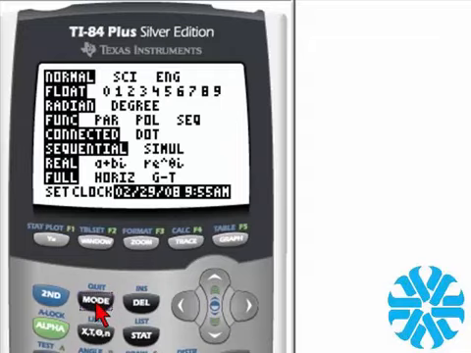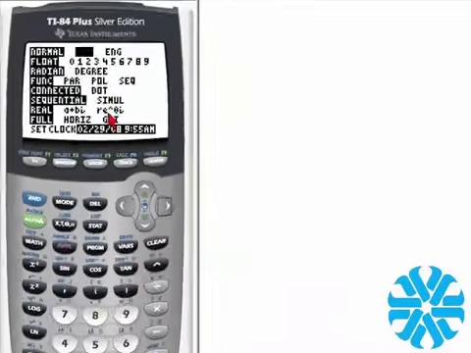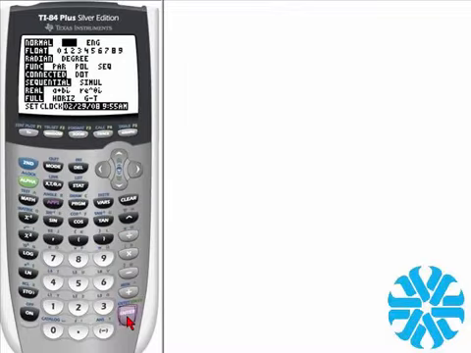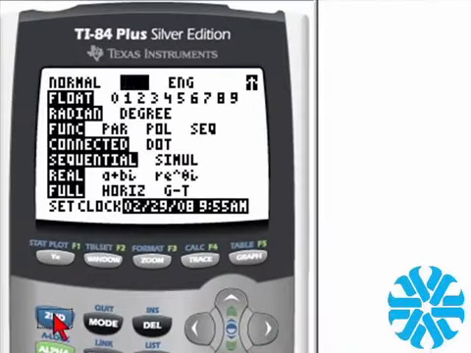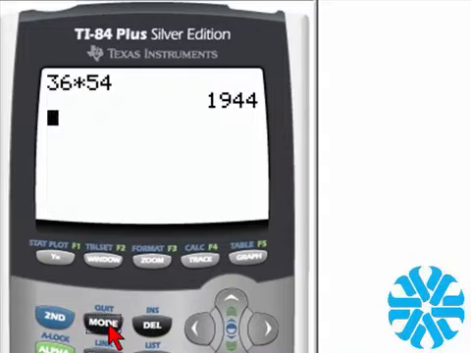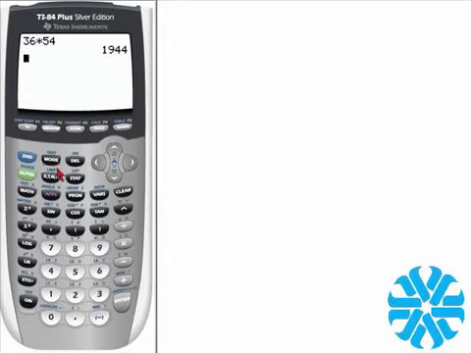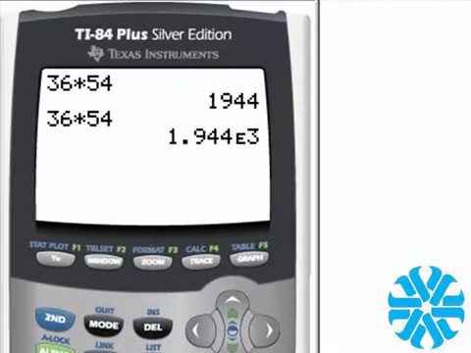If we go to the Mode key again and we want to display this answer in scientific notation, we will move the cursor to the right so it's highlighting the scientific option, and then select Enter. To exit this screen, hit the second function key and Quit. Now we will do the same calculation again, 36 times 54. Hit Enter, and now your answer is displayed in scientific notation.